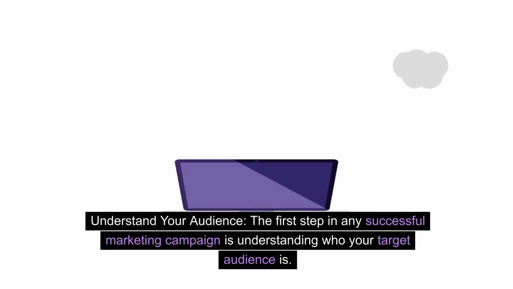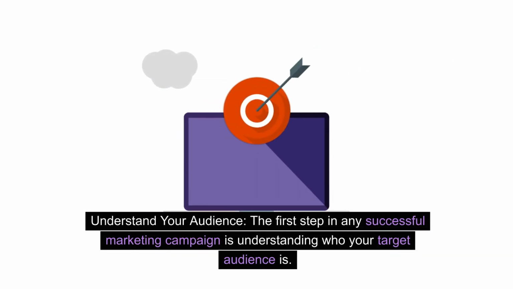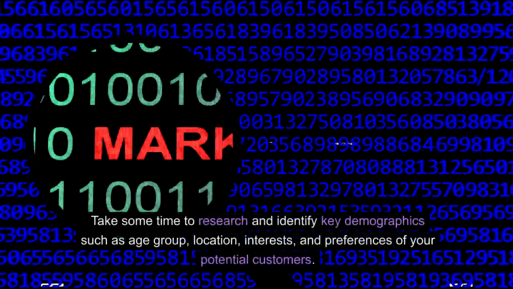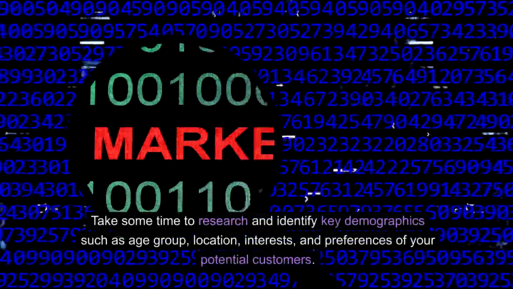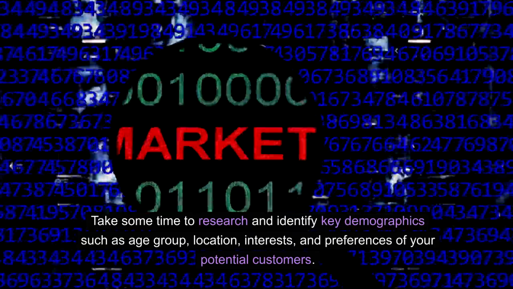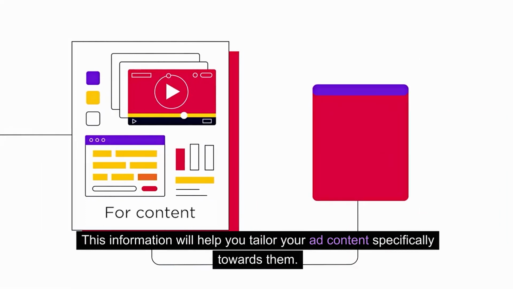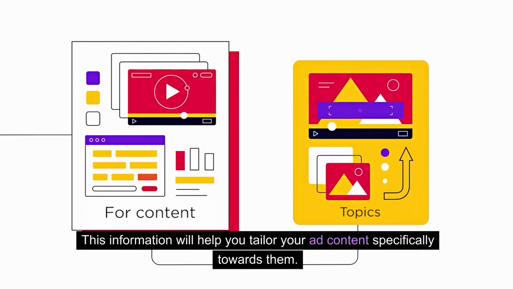Understand your audience. The first step in any successful marketing campaign is understanding who your target audience is. Take some time to research and identify key demographics such as age group, location, interests, and preferences of your potential customers. This information will help you tailor your ad content specifically towards them.